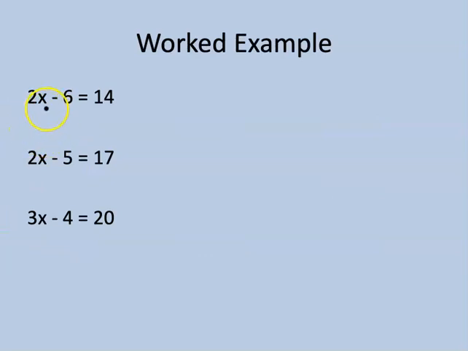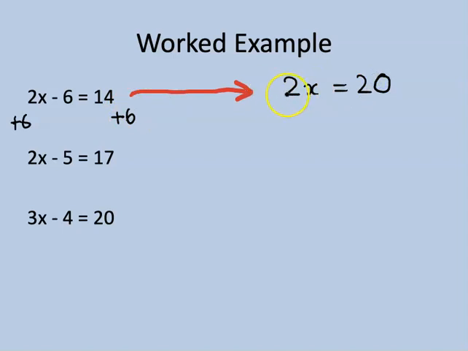This time, what happens when we've got a minus in front? What happens when we've got a minus instead of a plus? So first things first, instead of taking away 6, I'm going to add 6. So this time I'm now adding on the number. 2x minus 6 plus 6 just gives me my 2x. 14 plus 6 is 20. And now I just divide both sides by my 2 again. So x is equal to 10.